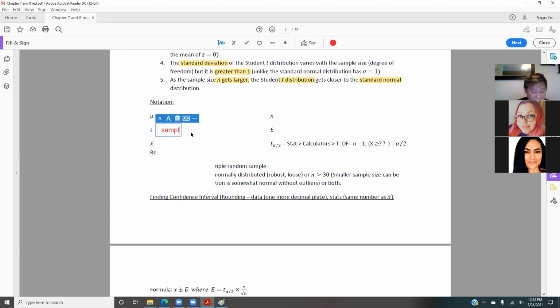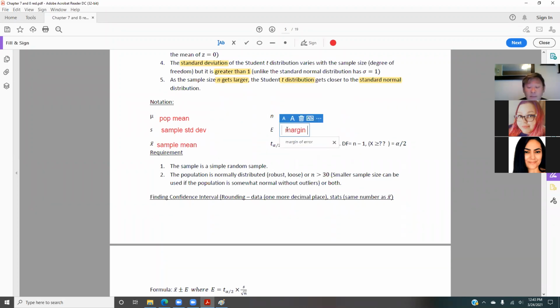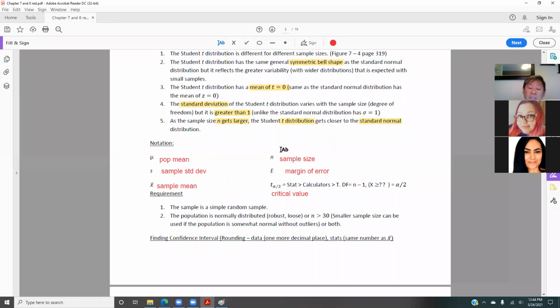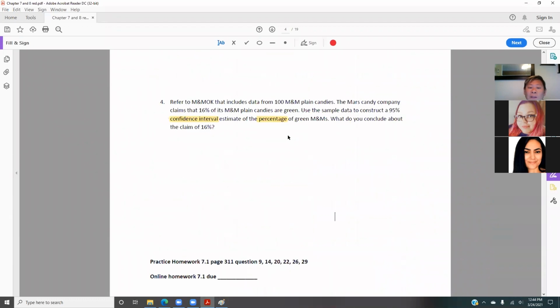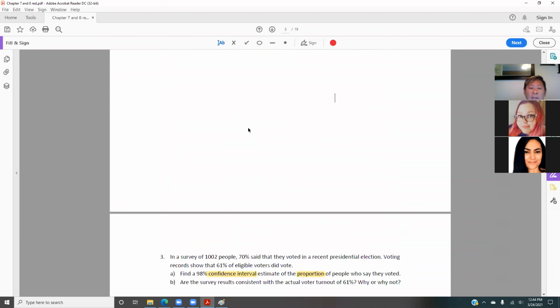S is the sample standard deviation. N is the sample size. E is the margin of error, the one with the plus minus. And t alpha over 2 is called the critical value. Last time the critical value was z alpha over 2. The reason we used z is because it's standard normal in chapter 7.1. In this one, we use t because it's a t distribution, so we use t alpha over 2. Do you still remember how you find your margin of error last time?